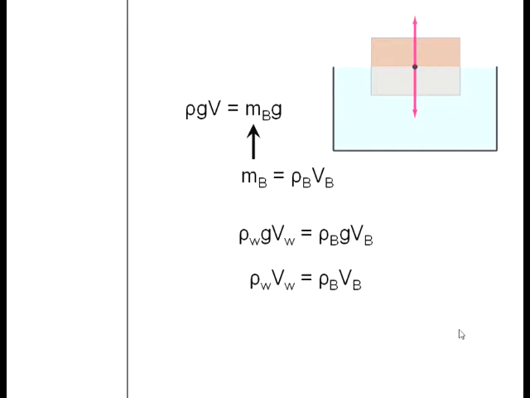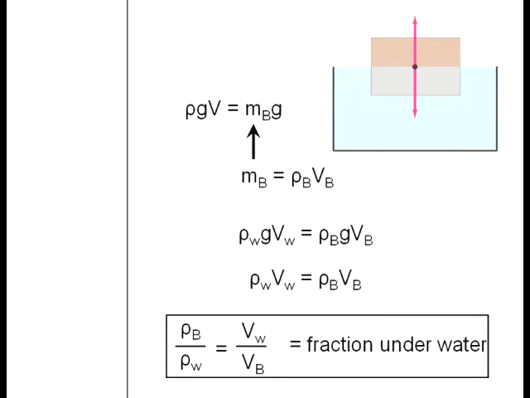We can use this relationship to figure out when you put something in water how deep it floats in the water, how much is underwater, how much is above water. So we use this ratio, the density of the object divided by the density of water, or the volume of the box that's under the water, that's the volume of the water that's displaced, divided by the volume of the entire box. So this tells us the fraction of the box that's underwater.